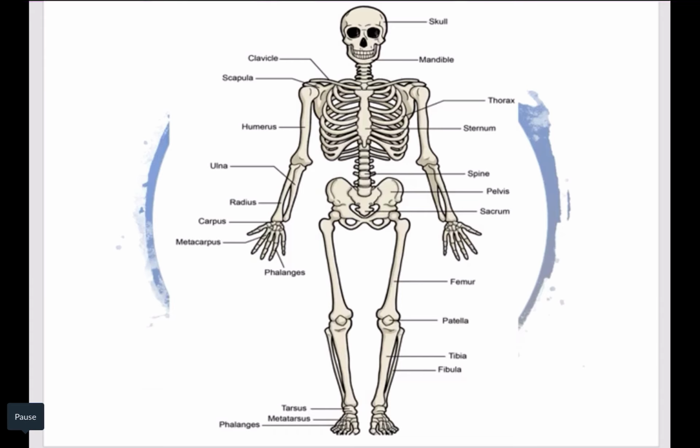Then we have the bones. Again, a lot of fairly common bones in here. The ulna and radius are in our forearm. The humerus is up here.